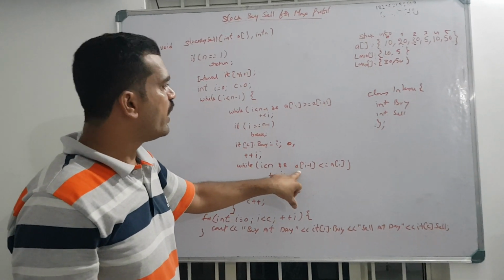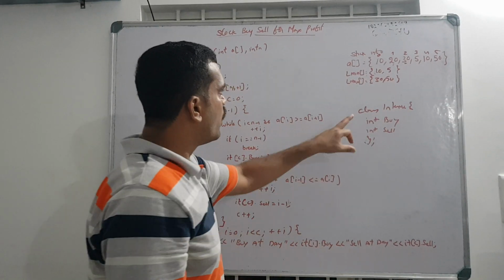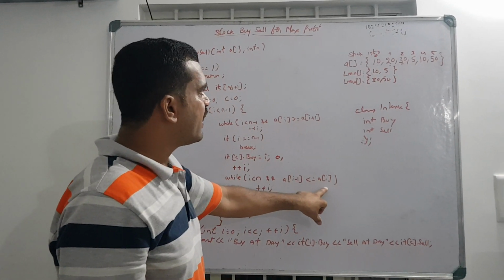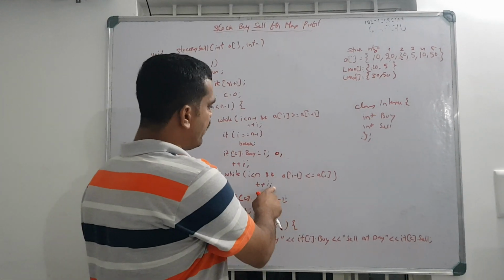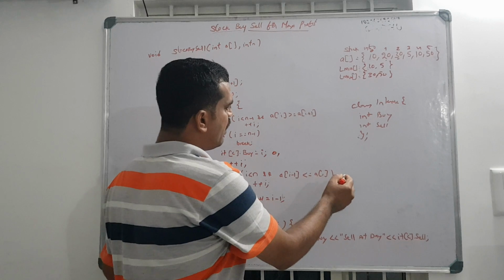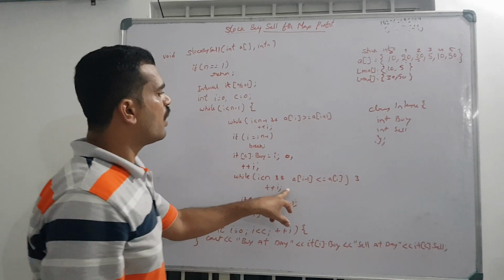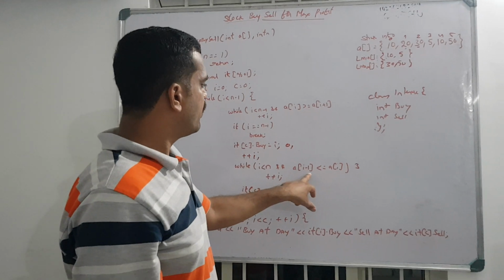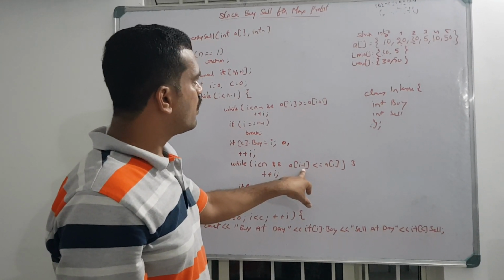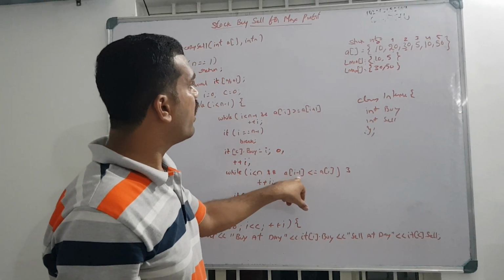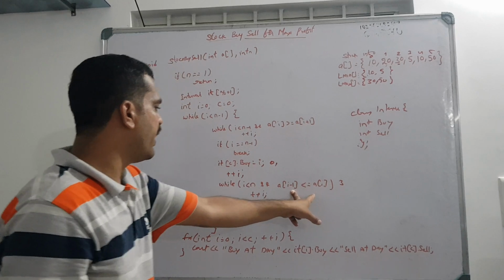And a of 20, that means a of 1. But 20 is actually less than 30. Yes, this condition is also satisfied. Now i will again increment. Now i will become 3. So now a of 30 is less than or equal to 5? No, it will fail now.